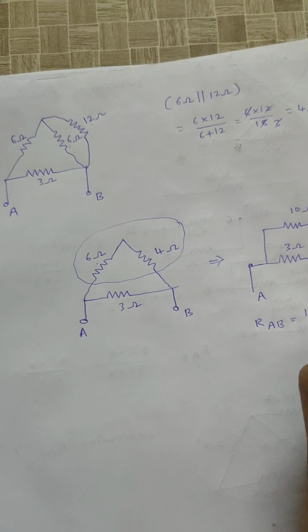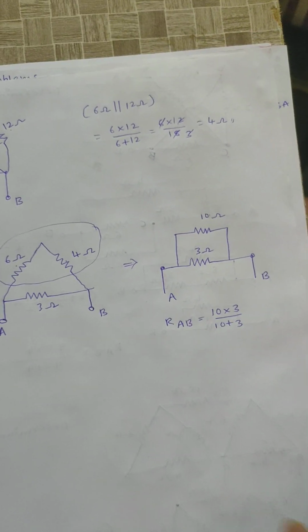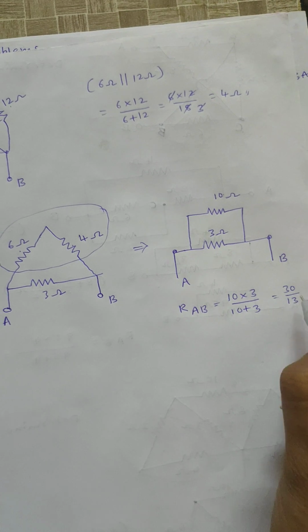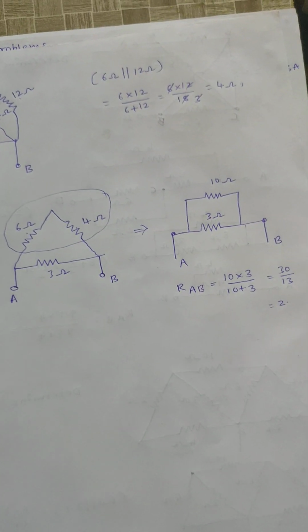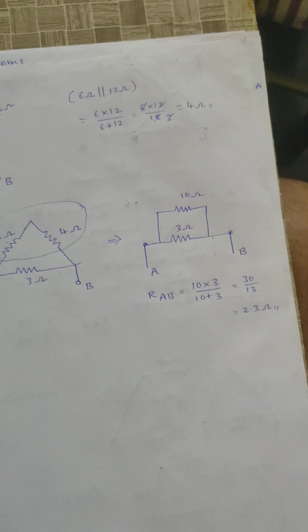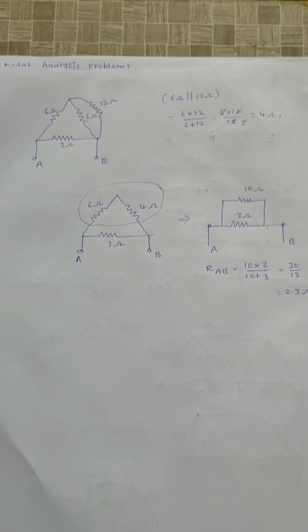10 into 3 by 10 plus 3, okay, that is equal to 30 by 13, approximately 2.3 ohms. The equivalent resistance between A and B terminals will be 2.3 ohms.